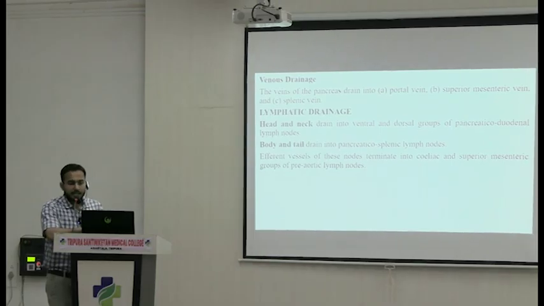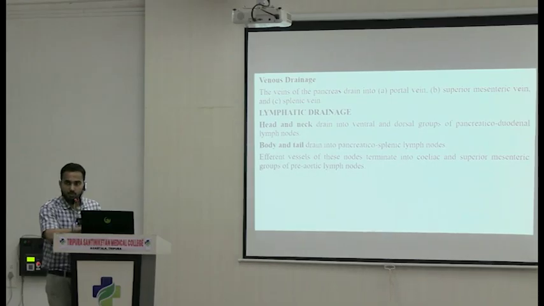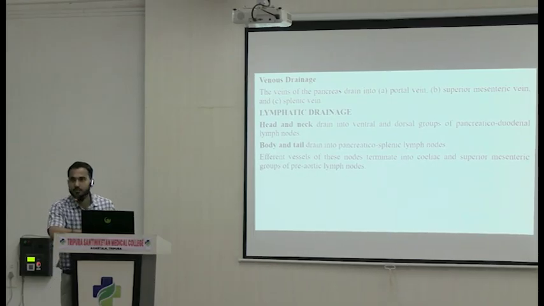In case of head and neck, it is draining into the ventral and dorsal group of pancreaticoduodenal lymph nodes. For body and tail, it is going to the pancreaticosplenic lymph nodes. From there, the efferents terminate into the celiac and superior mesenteric group of lymph nodes. This is how the lymphatic drainage of the pancreas takes place.